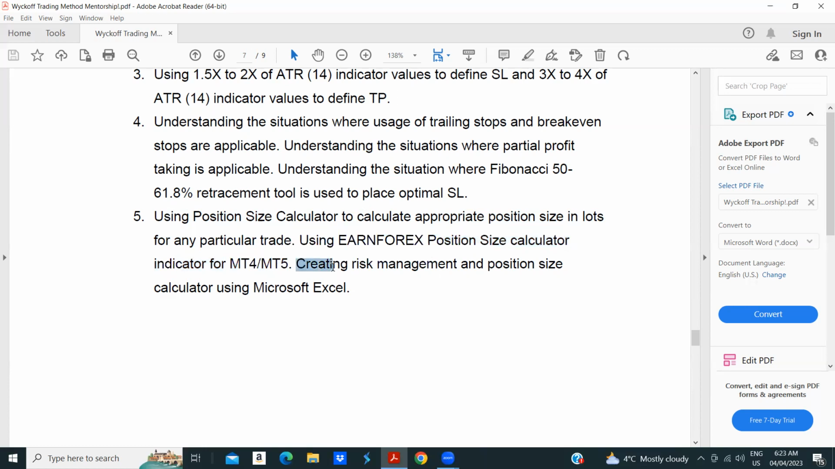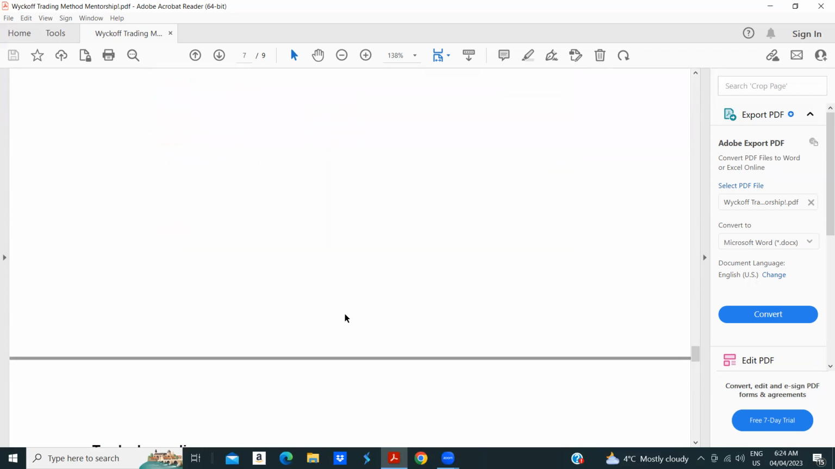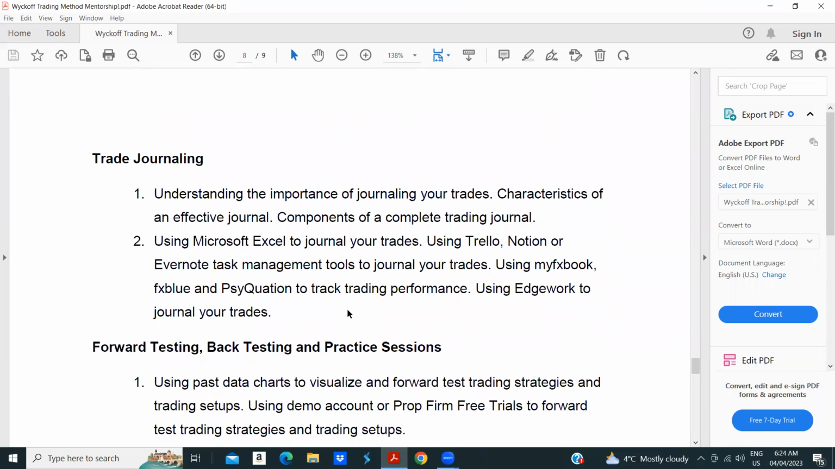And we will create a robust risk management and position size calculator using Microsoft Excel. Then the next step would be trade journaling. We will understand the importance of journaling our trades, the characteristics of an effective journal, and the components of a complete trading journal. We will learn how to use Microsoft Excel to journal our trades, and we will also use applications like Trello, Notion, and Evernote task management tools to journal our trades.